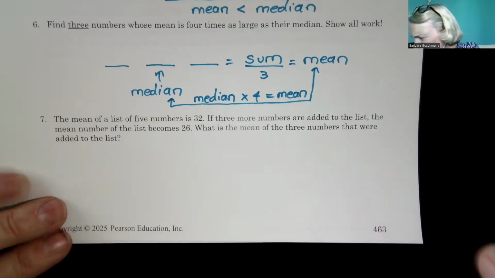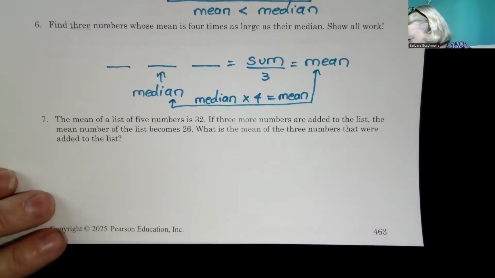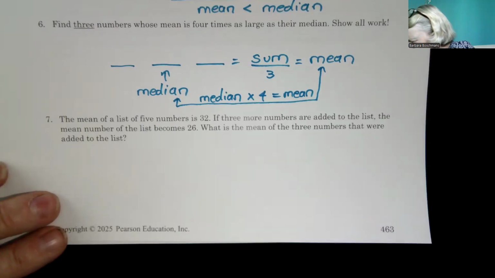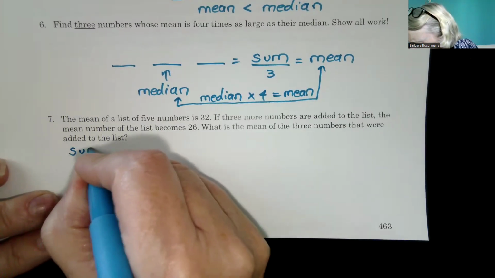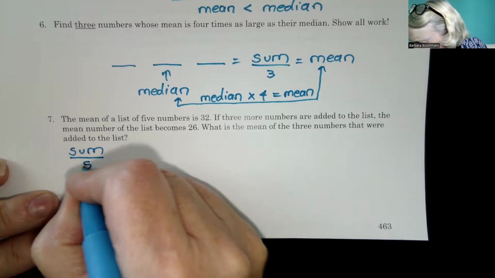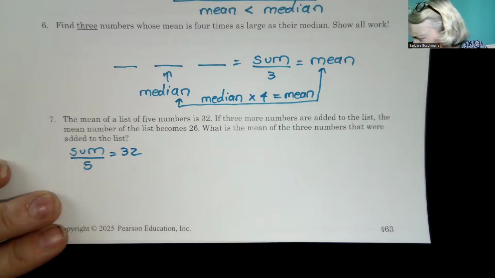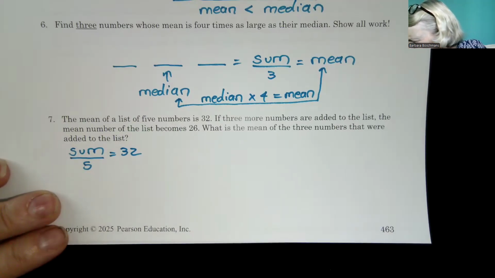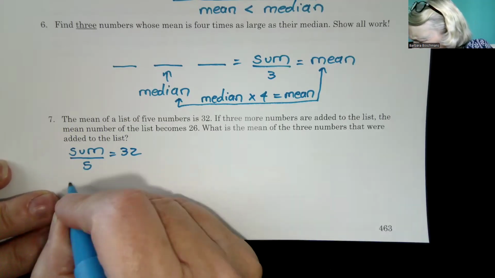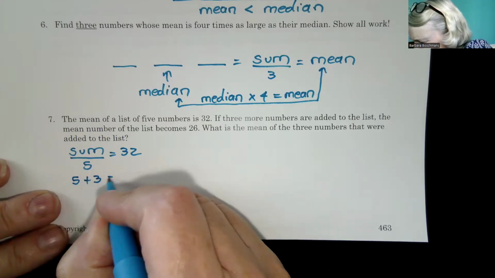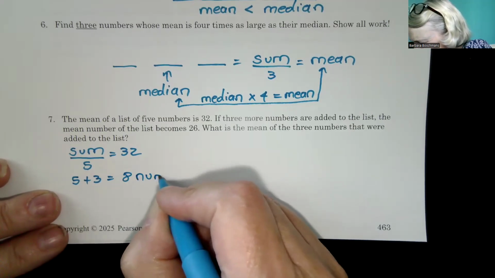Number 7, the mean of a list of 5 numbers is 32. So I'm going to do a sum divided by 5, and I get 32. If 3 more numbers are added to the list, the mean number of the list becomes 26. So I'm going to add 5 plus 3 to get 8 numbers.